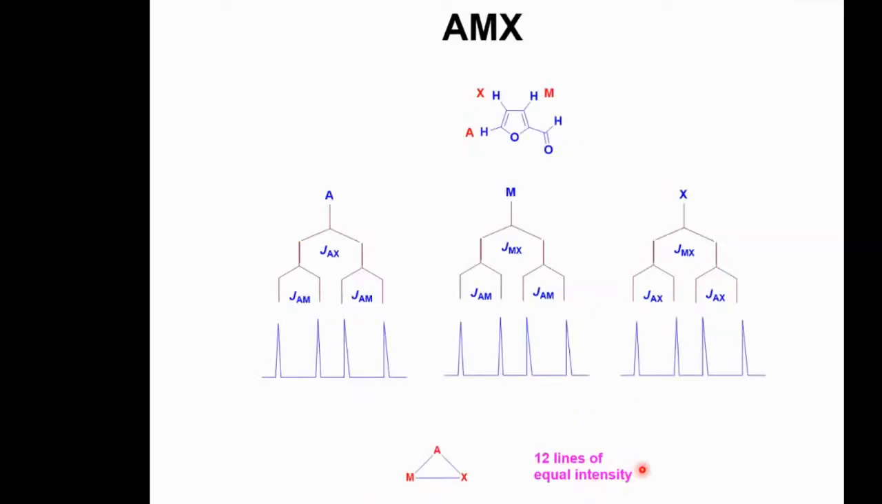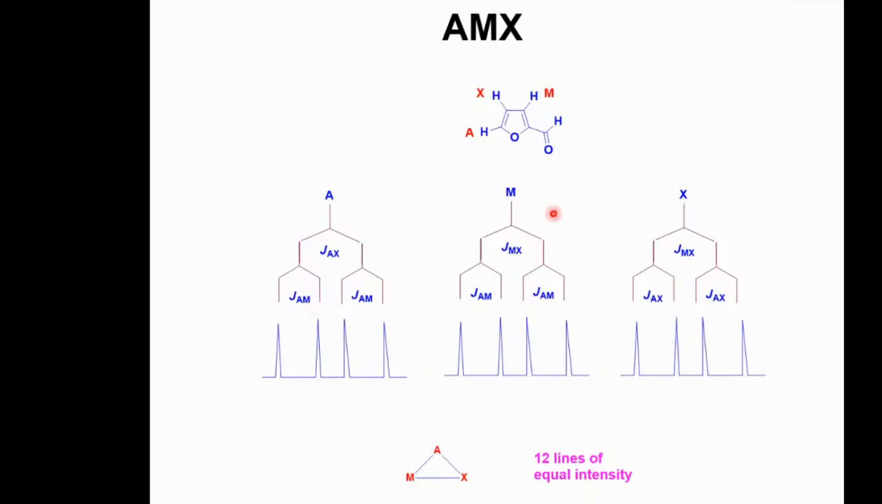Okay, other splitting patterns we should be familiar with. For example, furfural. The three ring protons have AMX pattern. And you see three bunches of double doublets of equal intensity. That's because the nucleus A, proton A, couples with X to form a doublet. So this can also be called a coupling tree. And each line of that doublet is further split into a doublet because of coupling with M, JAM, and you get two separate doublets.